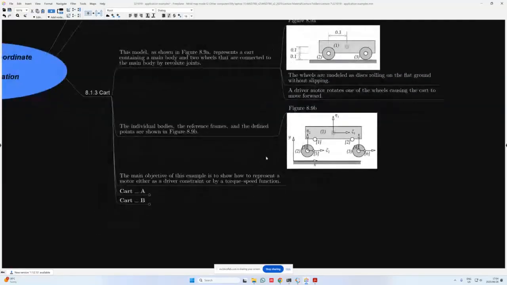Now the main objective of this example is to show how to represent a motor, either as a driver constraint or by a torque speed function.